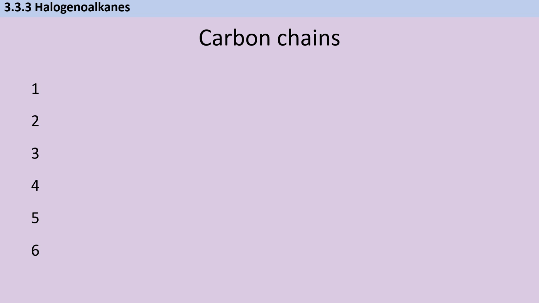So if there's only one carbon, then we would have methane, 2 would be ethane, 3 would be propane, 4 butane, 5 pentane, and 6 hexane.